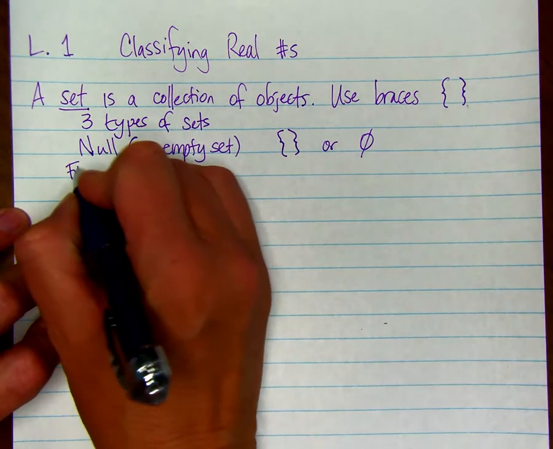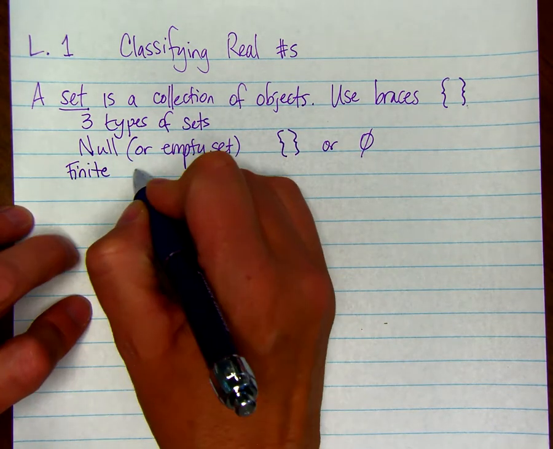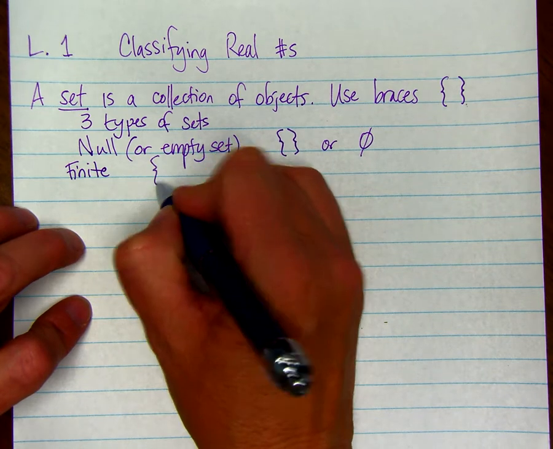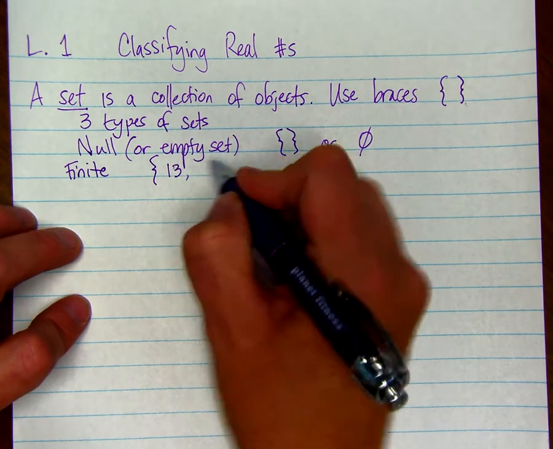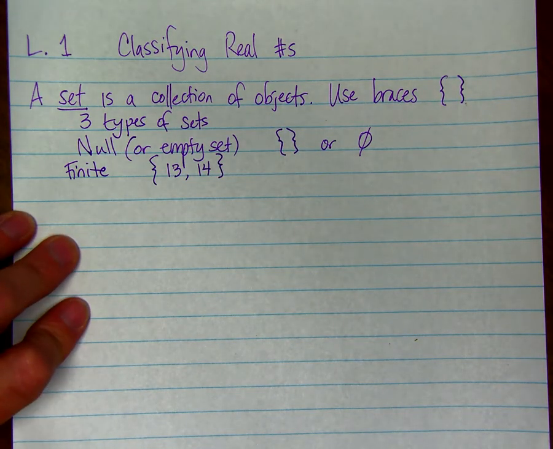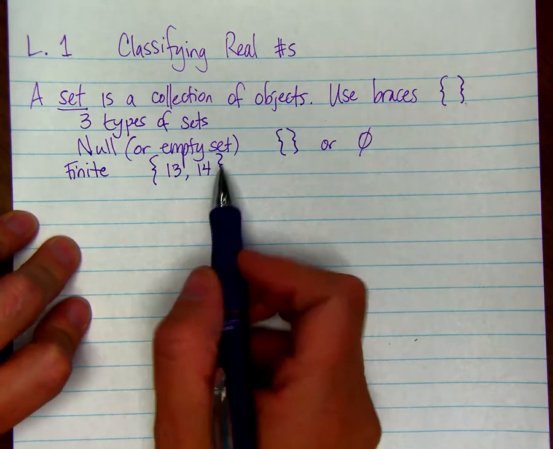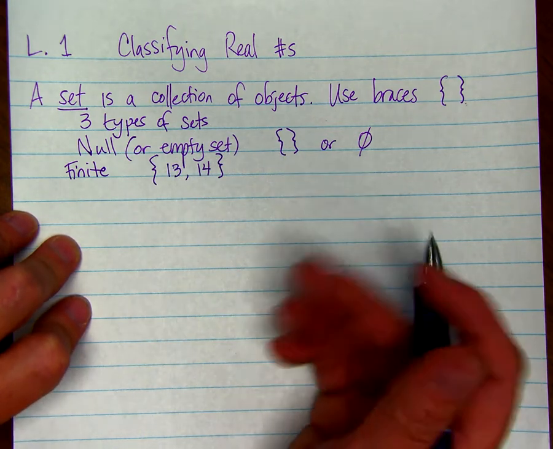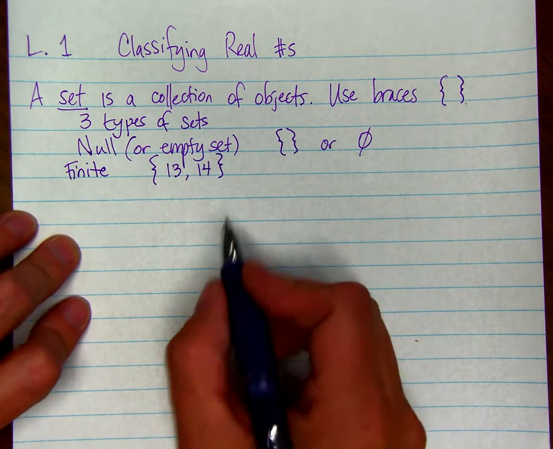We can have a finite set, which means that we'll have braces, we'll have objects inside of the braces, and they are finite. So just, for instance, this is an example where it only has 2 items in this set.